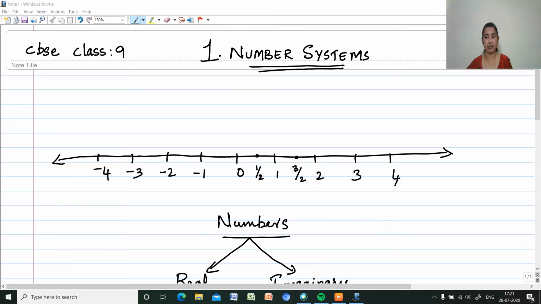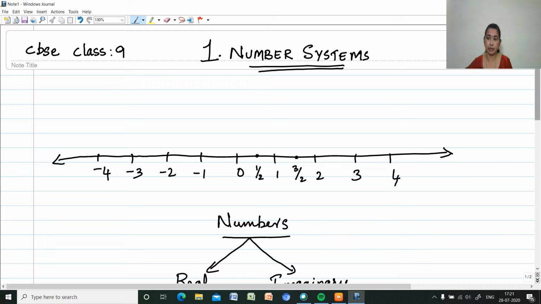Today I am discussing CBSE Class 9, Chapter 1, Number Systems. First, we have to know about the number line. What all numbers will be there on the number line? If I am walking through the number line, I can see so many negative numbers, positive numbers, fractions, zero. These all come on the number line.